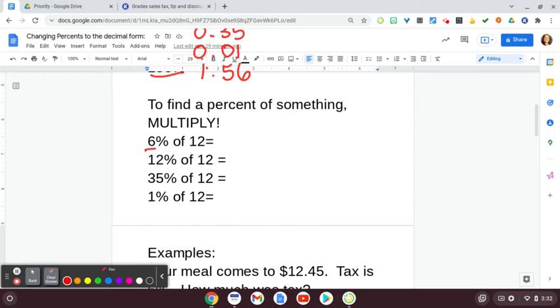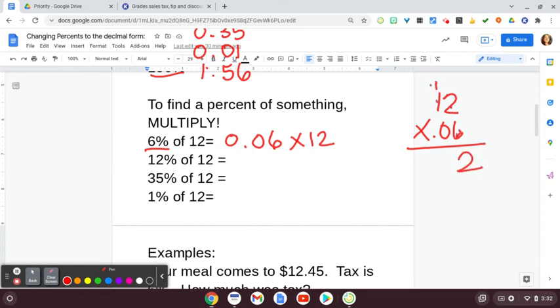So change your 6% to its decimal equivalent, which is 0.06, and you multiply it by 12. So just as a quick little reminder here, to multiply with decimals, take your 12 times 0.06. You don't have to line up your decimals. So 6 times 2 is 12. 6, you got your 72, and we've got 2 digits behind your decimal point, so 0.72.